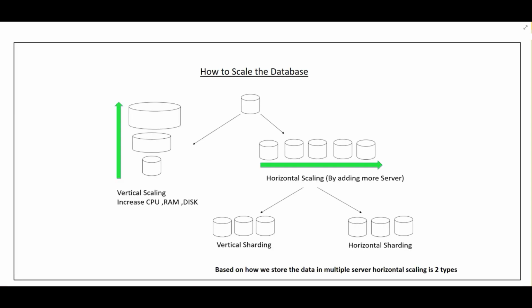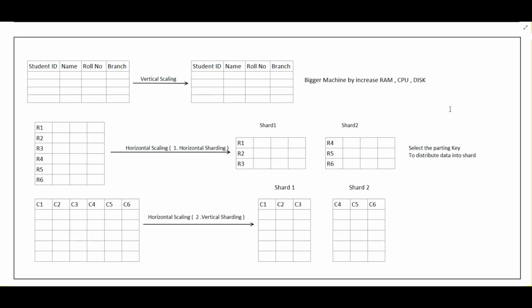To scale the database, we have two options. The first one is vertical scaling and the second one is horizontal scaling. In vertical scaling, we increase the CPU, RAM and the disk size of the machine, and in horizontal scaling we add more servers. Based on how we store the data in these machines, we further divide horizontal scaling into vertical sharding and horizontal sharding.